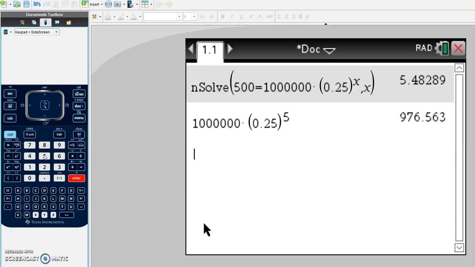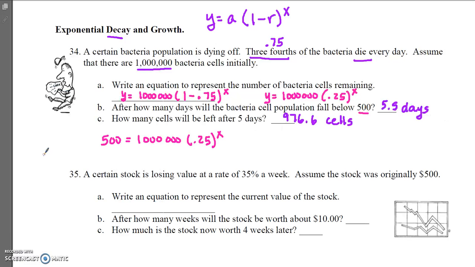So 976.56, about 977 if you approximate, cells will be left after 5 days. Okay, so for part C, I went ahead and wrote it right here for you, 976.6 cells. I just rounded to the nearest tenth.